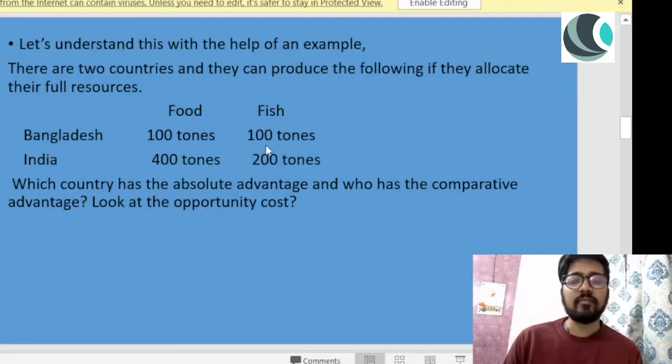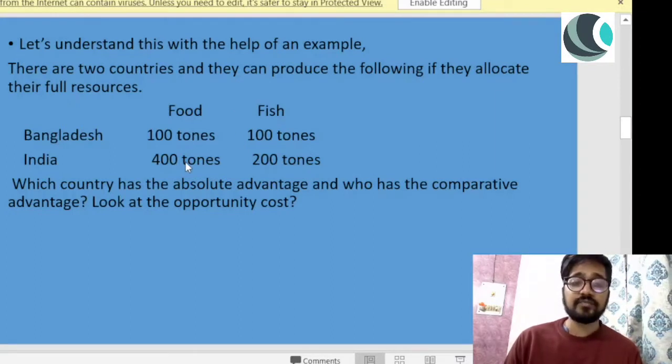Then you have to make the comparison, right? Which one has the least opportunity cost, and that is why you're making a comparative advantage. So India has comparative advantage in producing food, whereas Bangladesh has comparative advantage in producing fish. So India should focus upon food and allocate all the resources on food alone, and Bangladesh should focus on fish, right? So this is what we can understand with the help of comparative advantage.